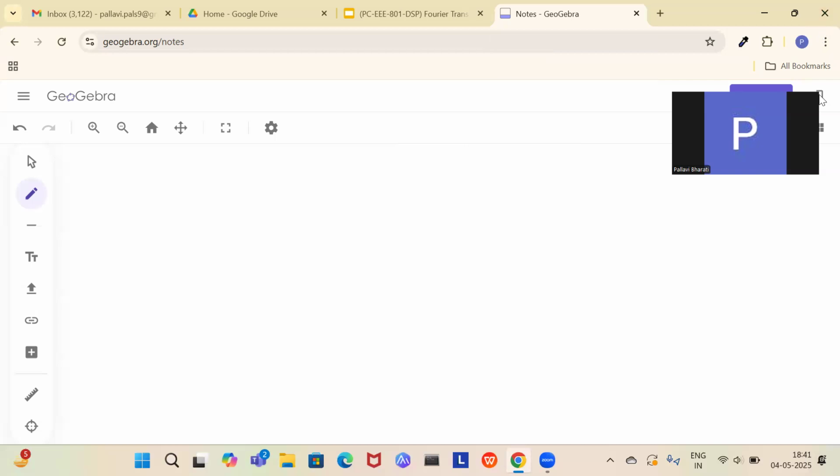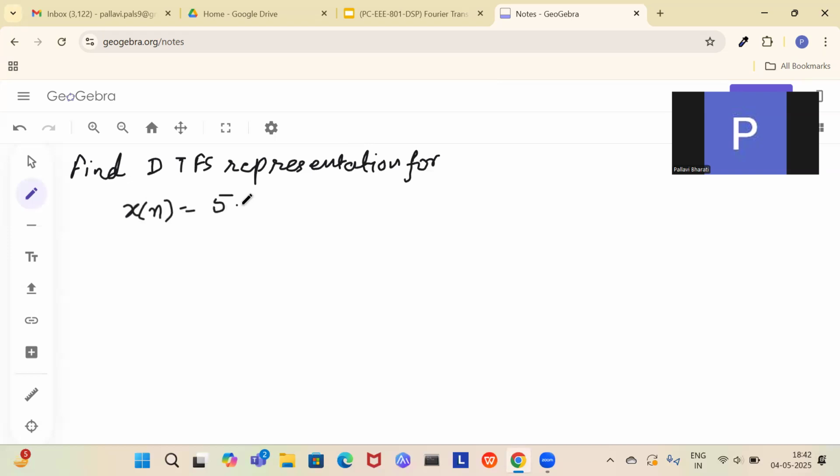Okay. So the next question is, find the DTFS representation for x[n] equal to 5 plus sin(nπ/2) plus cos(nπ/4).